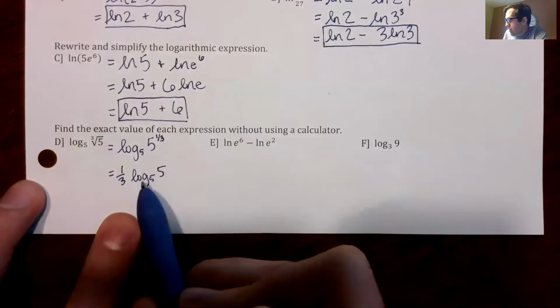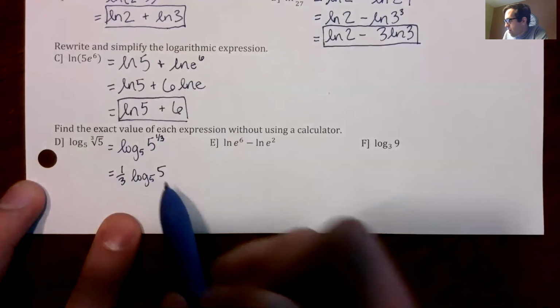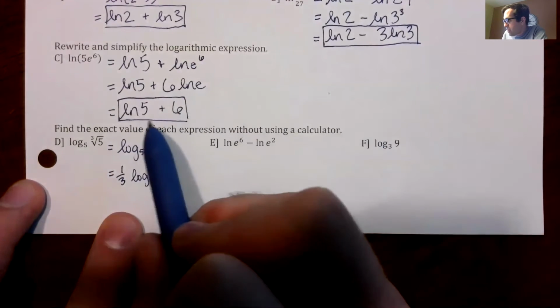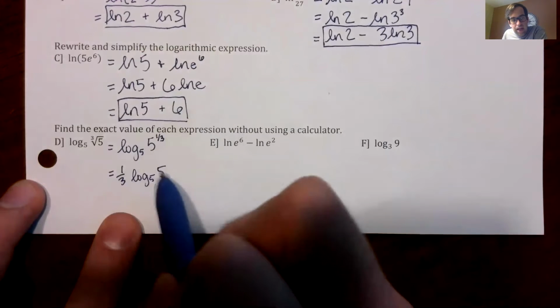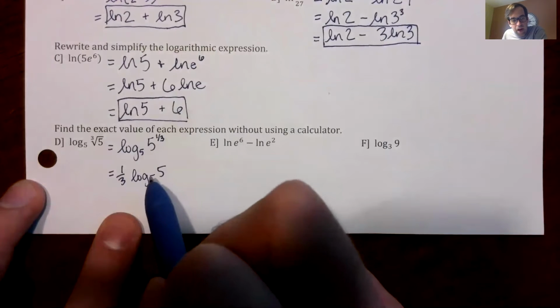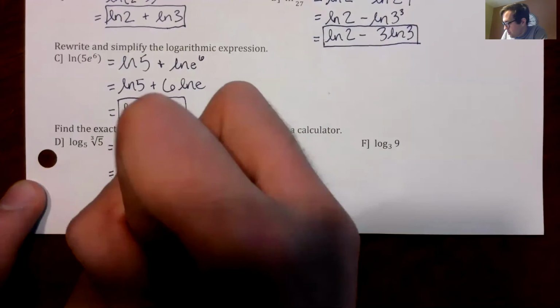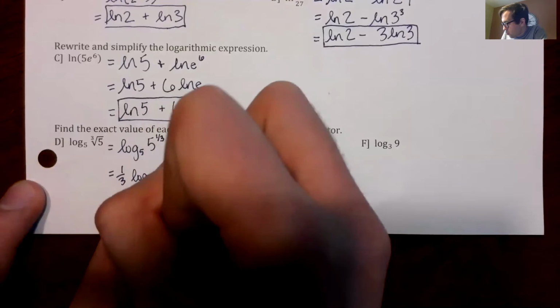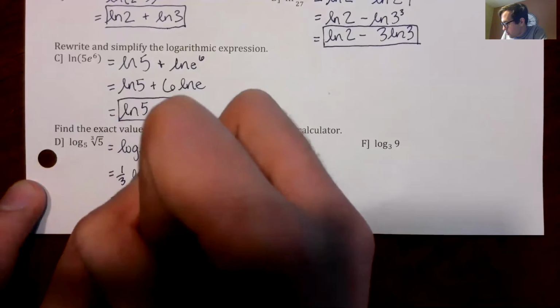And now I have that magical log base 5 of 5, which just like when we had natural log of e, that equals 1, right? It means 5 to what power equals 5. So that's 1/3 times 1, which we can just write as 1/3.